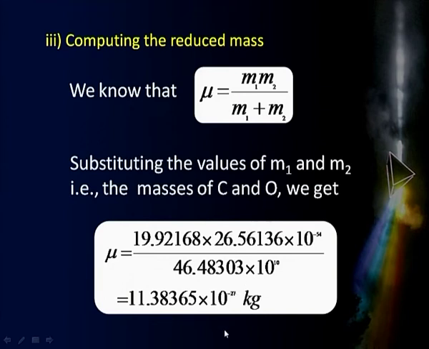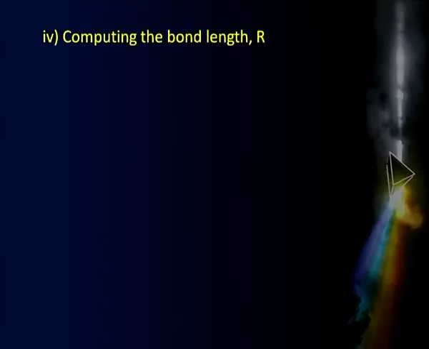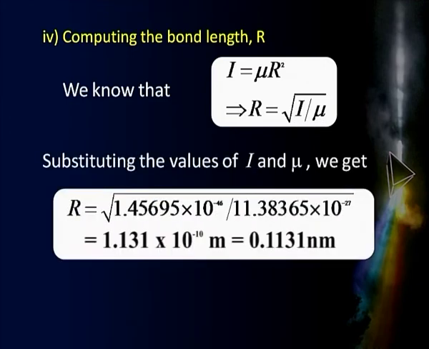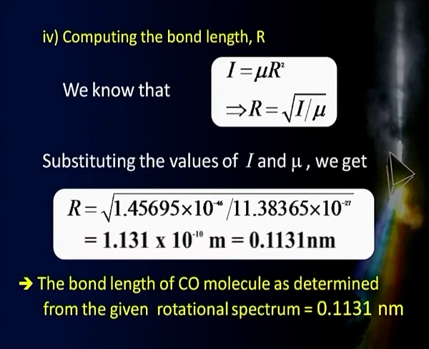So, once this is done, we are ready with our final step, that is to compute the bond length. As I mentioned earlier, our I is equal to mu r square. So, I can just rearrange and get r to be equal to square root of I by mu. I have computed I, I have computed mu, I just simply substitute. When I substitute and simplify, I get r to be equal to 0.1131 nanometers. So, what we can conclude from here is that the bond length of carbon monoxide molecule as determined from the given rotational spectrum happens to be 0.1131 nanometers.